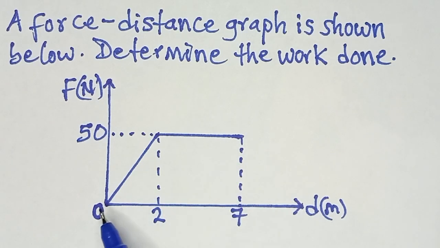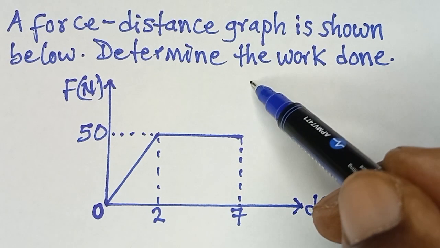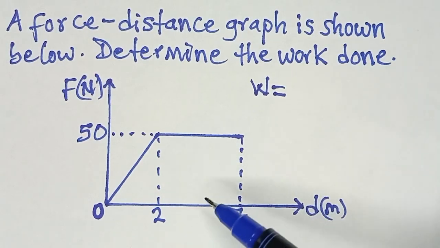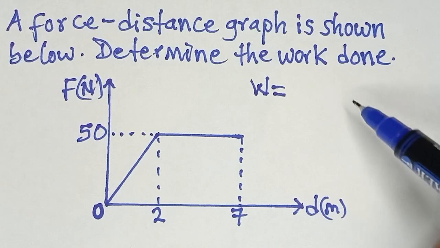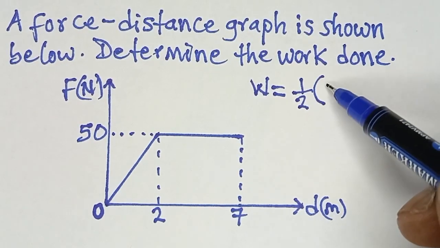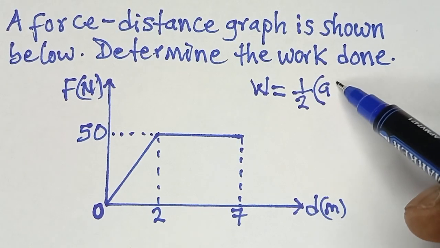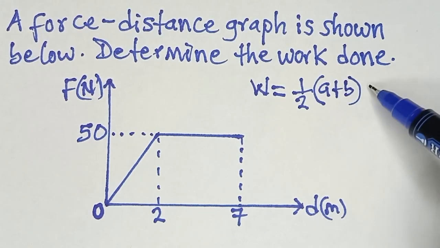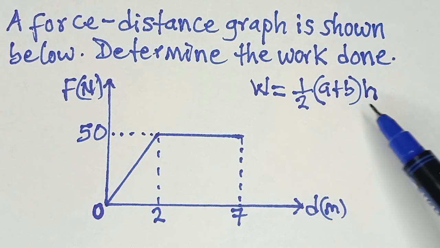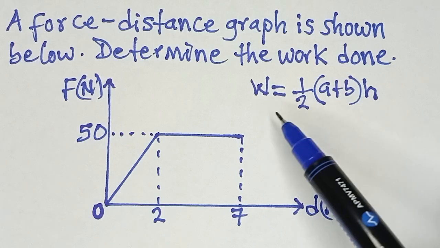If you look at this shape, we are given a trapezium because it goes like this and it stops here. So this is the shape of a trapezium. We have to look for the area and that will give us the work done. So let me write it here: work done is equal to the area of this trapezium. The formula for the area of a trapezium is half multiplied by the sum of the parallel sides, which is usually written as A plus B, and then multiply by the height. This is the formula for the area of a trapezium.